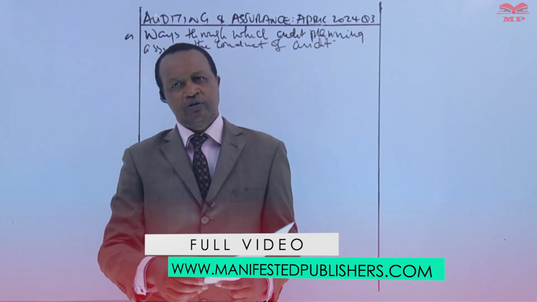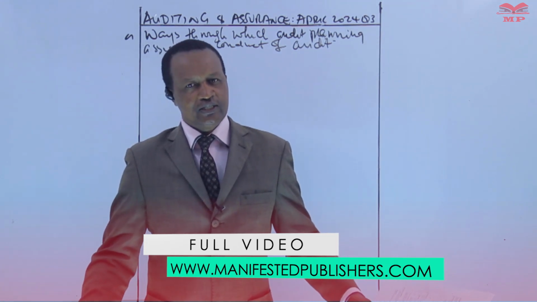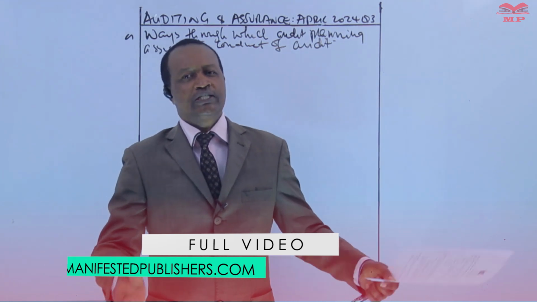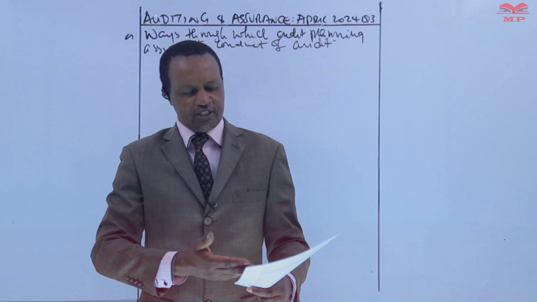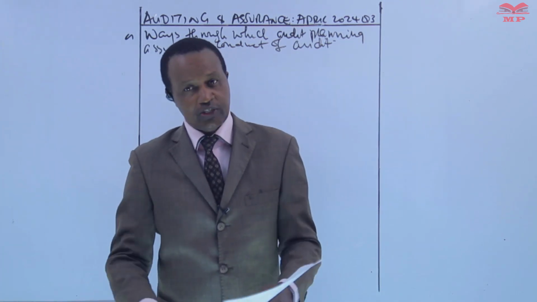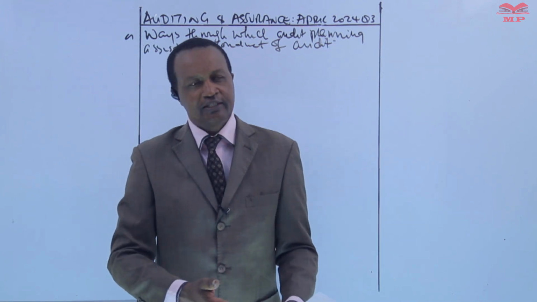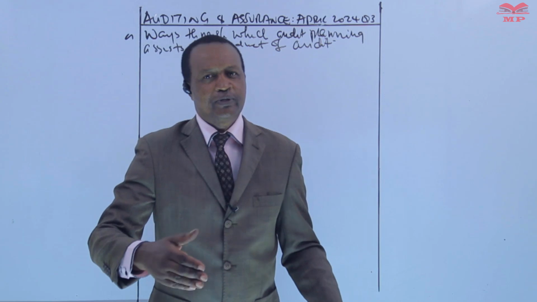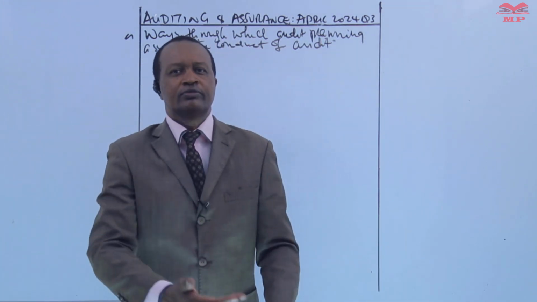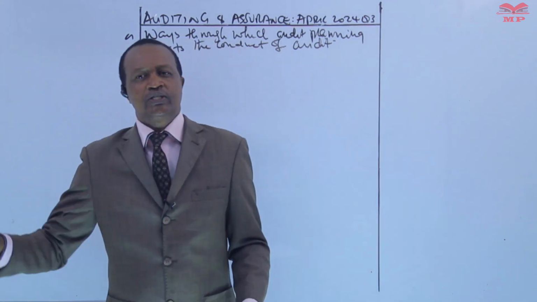So, before the auditor begins the conduct of an audit, the auditor has to plan the audit. It's called audit planning. And we've seen that it plays a crucial role in the successful execution of an audit. Audit planning involves developing a comprehensive strategy that outlines the scope, the objectives, and the procedures of the audit.